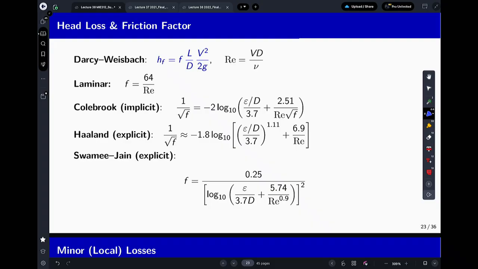I really like Swamee-Jain because one of the reasons is that you can see that Haaland is a square root of f, while f is a direct term in Swamee-Jain. If we asked you about the Moody diagram and to iterate on the Moody diagram, you are allowed to say, I have iterated on Swamee-Jain, here's the line that I got on the Moody diagram. Honestly, I would do it that way. Both equations are not that difficult, but I actually find Swamee-Jain may be better.